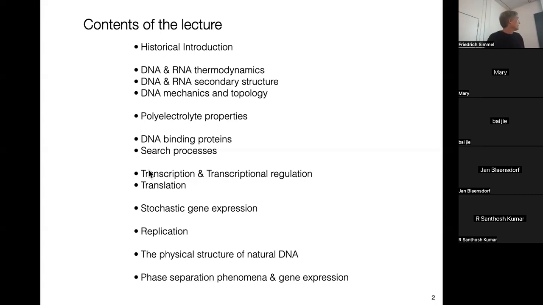Then the next topics are maybe a little less physics-y, but more like typical molecular biology stuff. So we are going to talk about transcription regulation, and also translation.